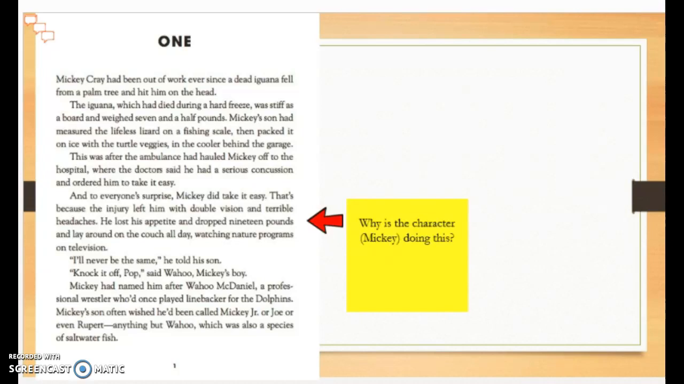I'll never be the same, he told his son. Knock it off, Pop, said Wahoo, Mickey's boy. Mickey had named him after Wahoo McDaniel, a professional wrestler who'd once played linebacker for the Dolphins. Mickey's son often wished he'd been called Mickey Jr. or Joe or even Rupert. Anything but Wahoo, which was also a species of saltwater fish.